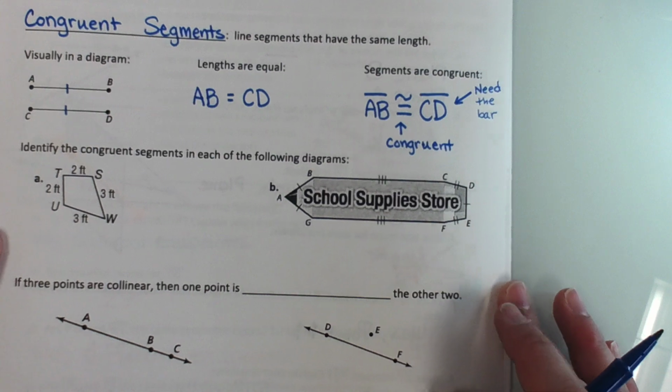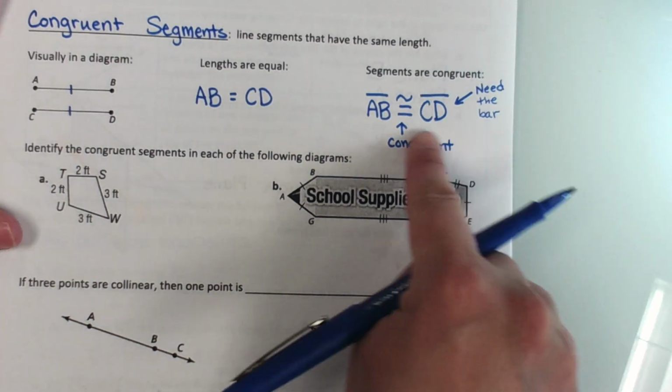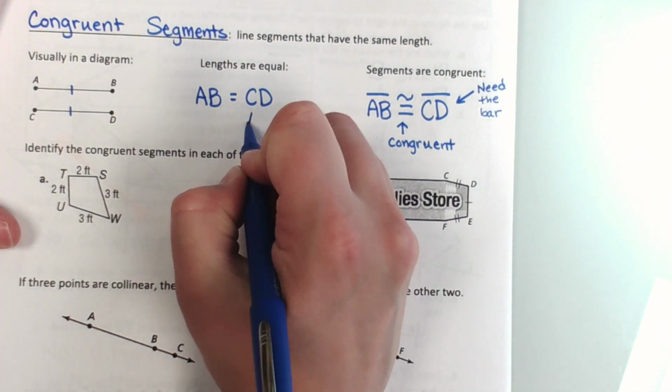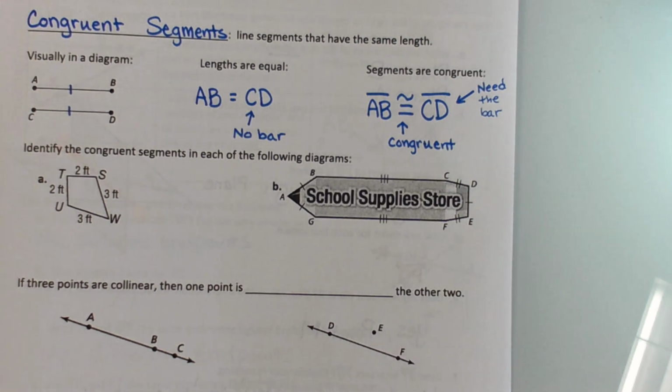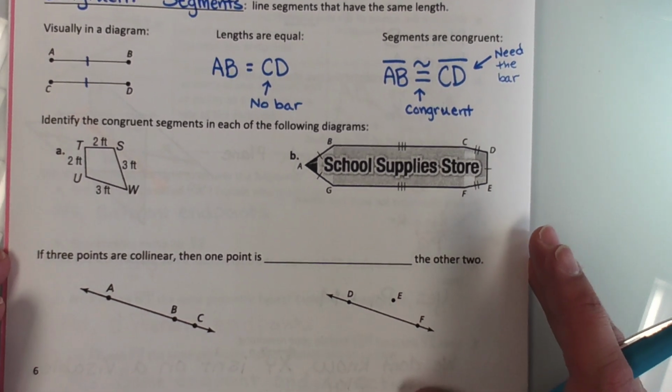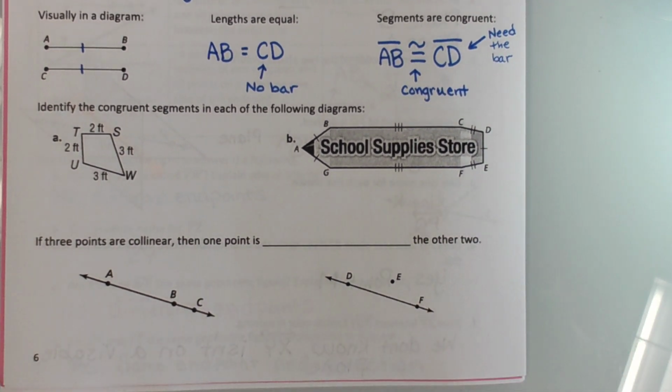When you're writing that they are congruent, you need the bar on both of them. When you're writing they are equal, there's no bar on either of them. So one of the things that we're going to have to be able to do is simply identify segments as congruent.